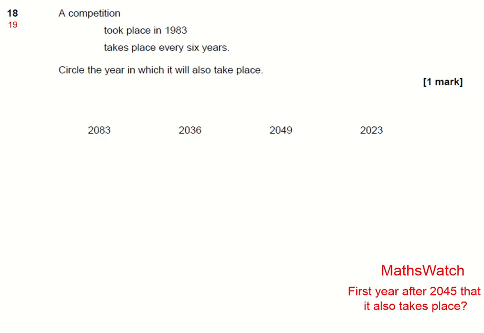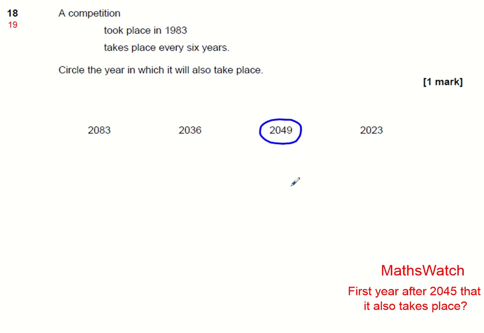Question 18. A competition took place in 1983. It takes place every 6 years. Circle the year in which it will also take place. So this is just a case of adding 6 onto 1983 as many times as possible until we reach one of these answers. This is easiest done on a calculator because you can just keep adding 6 over and over and over again. If you do that, you'll find the answer is 2049.